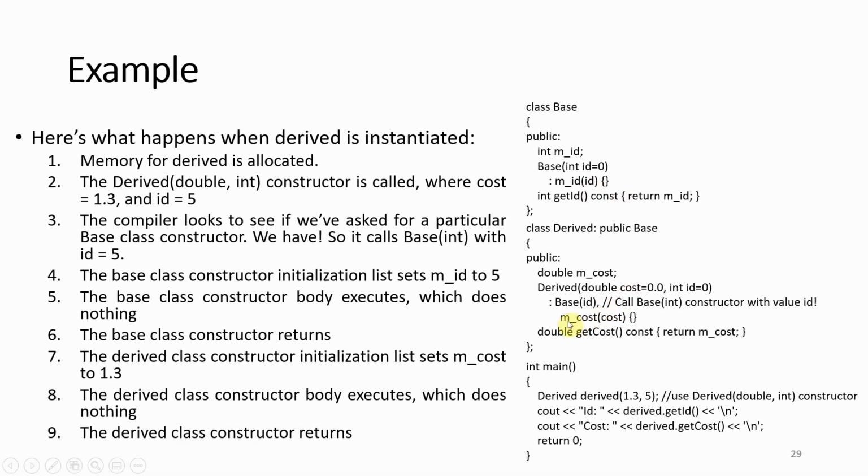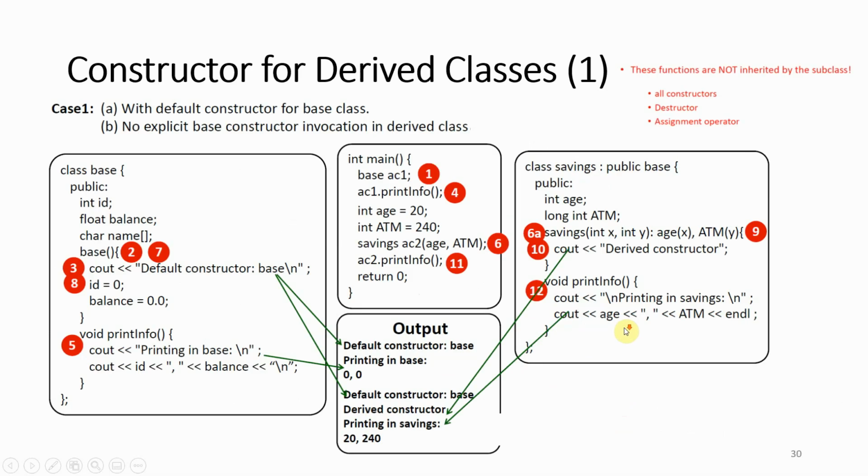Once it returns, then it also initializes m underscore cost to whatever cost is, which is whatever we have here. Sorry, 1.3. So m underscore cost is going to be 1.3. So that's what's happening here. Basically I wanted to show you that this is a function call. So the control is going to stop, it's going to go over here, it would finish this function, and then once it returns from it, it will continue.